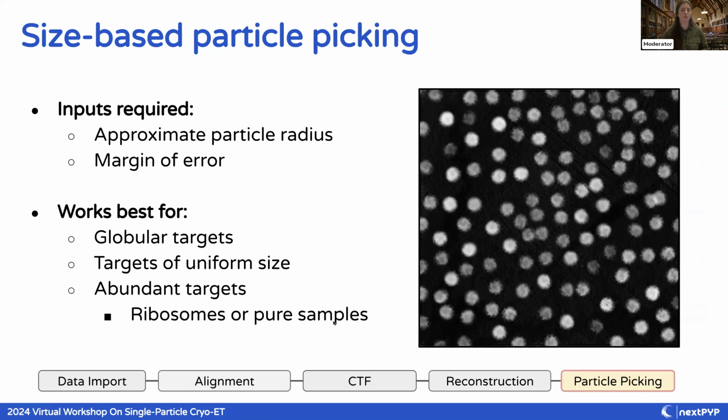Size-based particle picking is our next feature. The only input required for this is a particle radius and margin of error. So say my average particle radius is 50 angstroms, but I want it to pick up things that are 40 to 60 angstroms. I need to give it that information so it knows what range to pick from. This is going to work best for globular targets, things of uniform size. You do have that wiggle room, but the more uniform the size, probably the more accurate you're going to be. And then they should be abundant. So if you're looking at in situ, ideally ribosomes, or purified samples, the size-based particle picking is going to work very well.